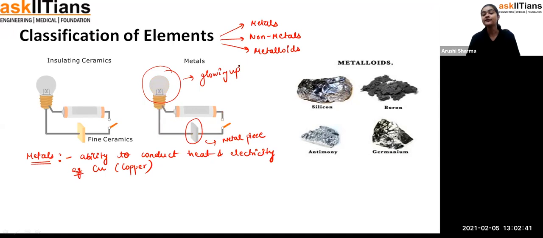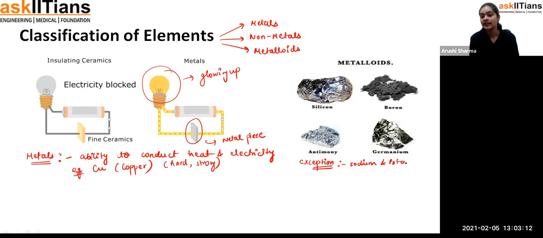Okay, and students, if we talk about other properties of metals, one property is that they are conductors of heat and electricity, and secondly, students, they are very hard and strong in nature. But there are some metals which are not strong in nature. For example, sodium and potassium. If I write down the exception here, sodium and potassium are soft metals.